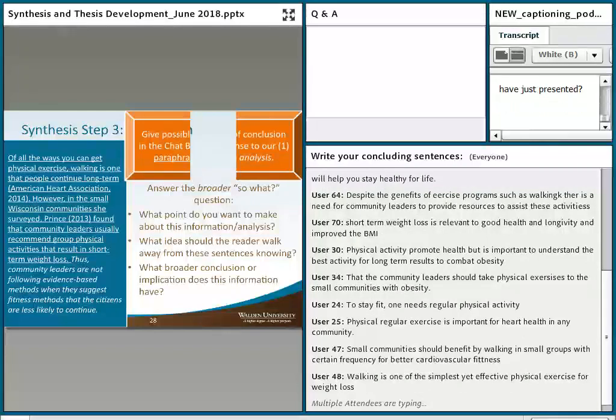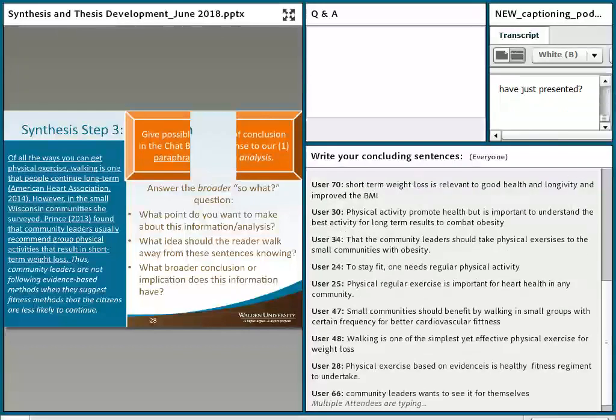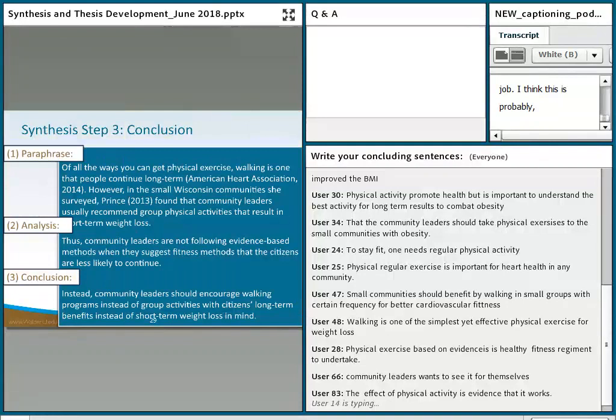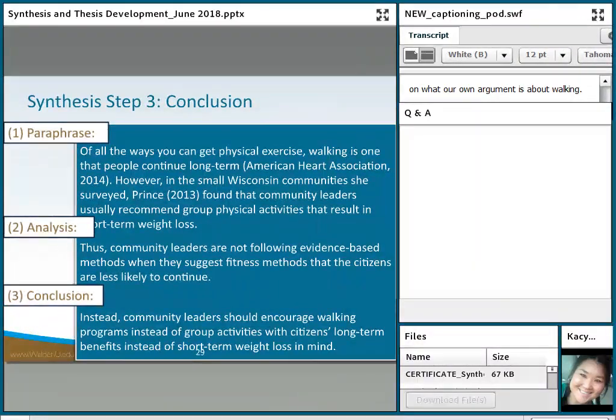Nice job. And again, we've got some different options here because we might have different goals based on what the assignment is, based on what our own argument is about walking. So awesome job. And like I said, I think this is probably, at least for me, the trickiest part of synthesis. So you guys are doing it on the fly, and that's very impressive. Awesome job. So here we have our three steps. Our paraphrase is coming at the top.